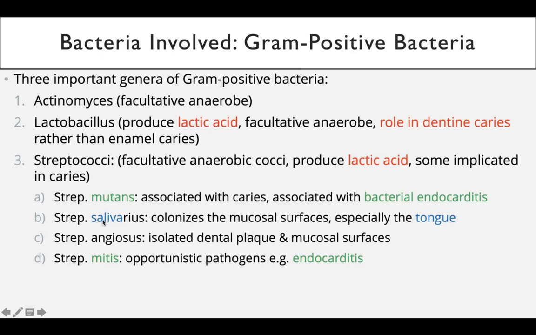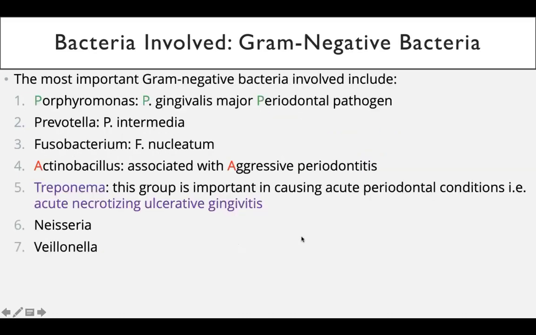What other strep species also grow on mucosal surfaces? Anginosus. This is individual, isolated. Found in dental plaque and on mucosal surfaces. At least you have remembered something, I hope.